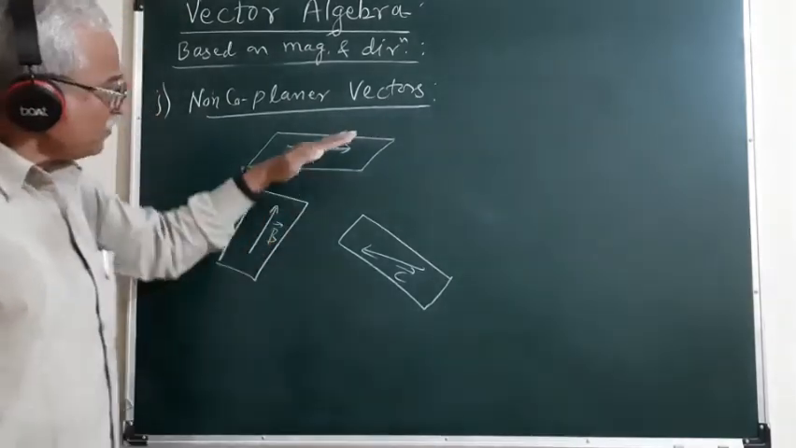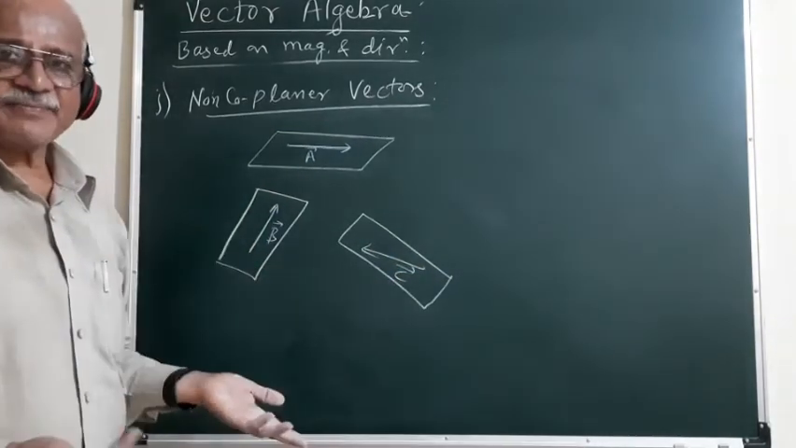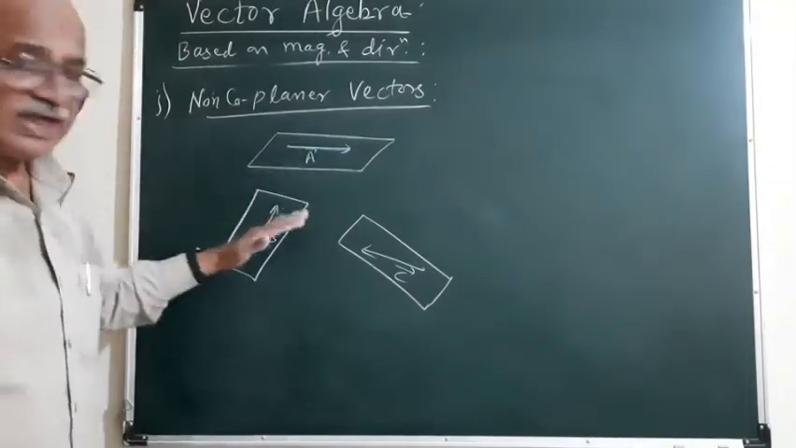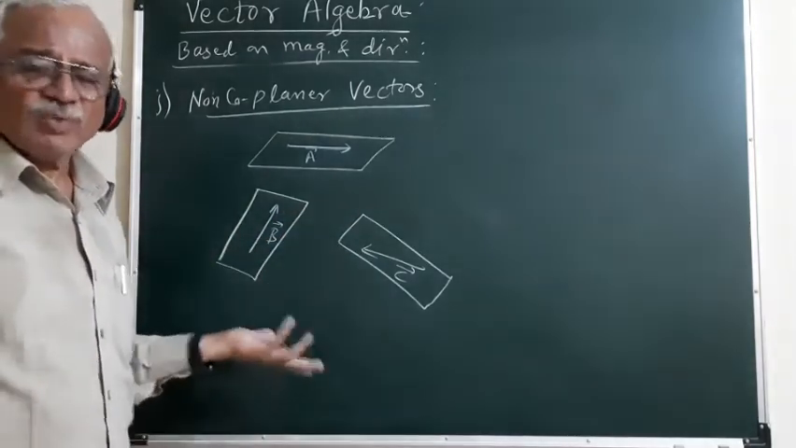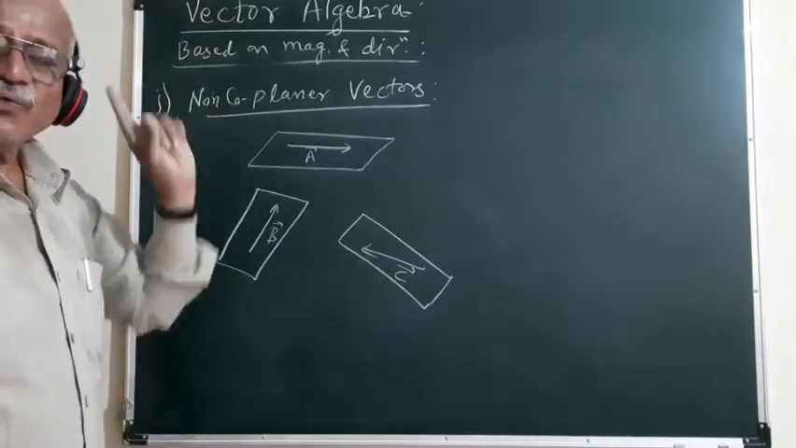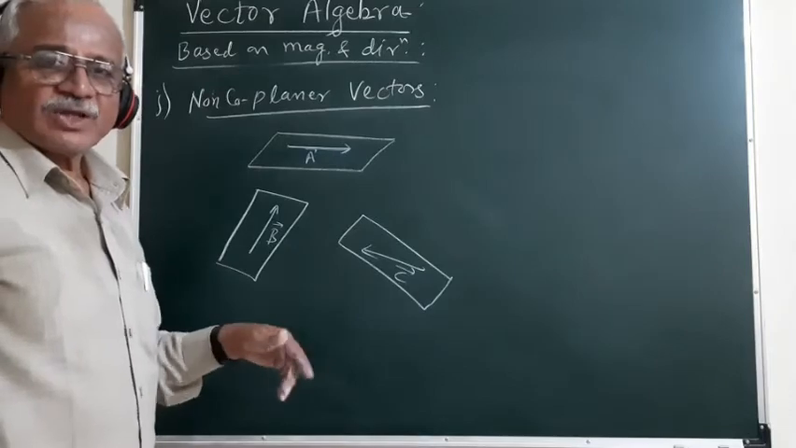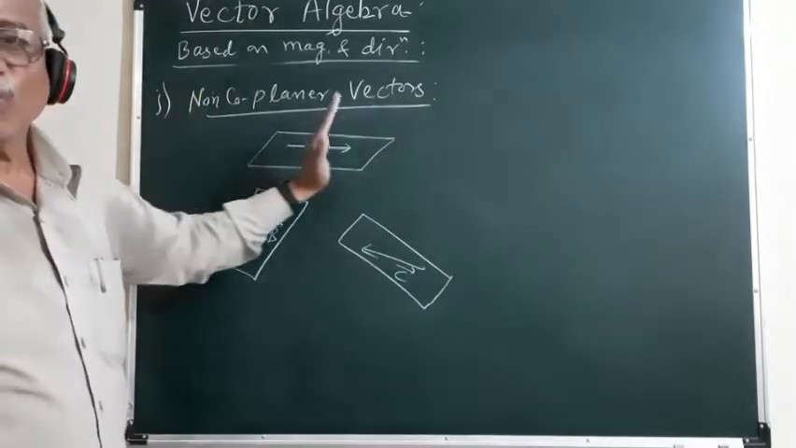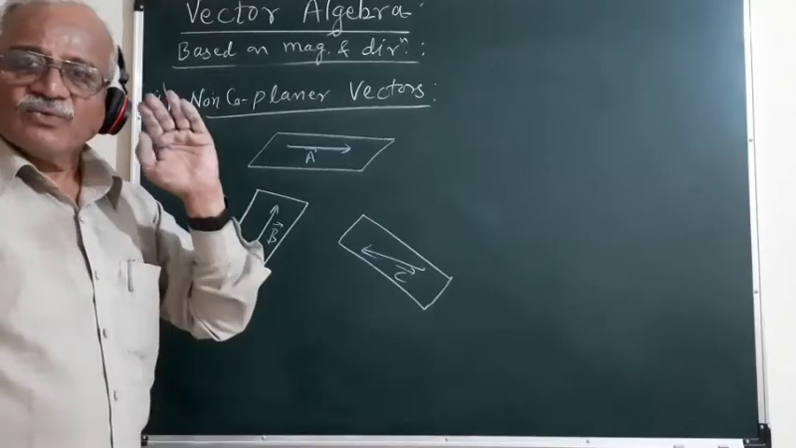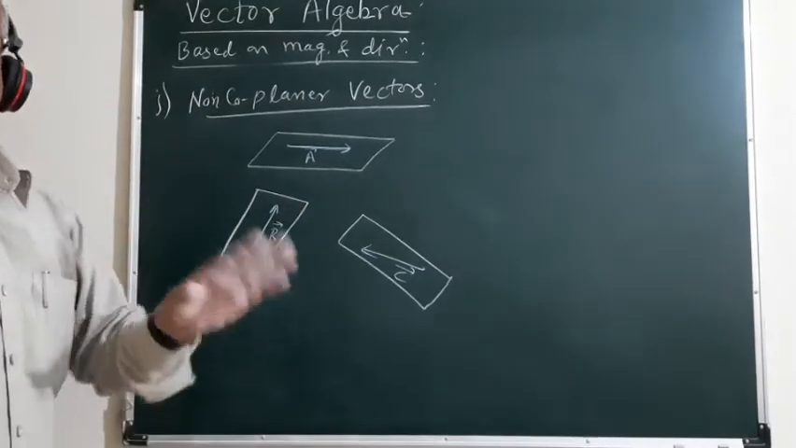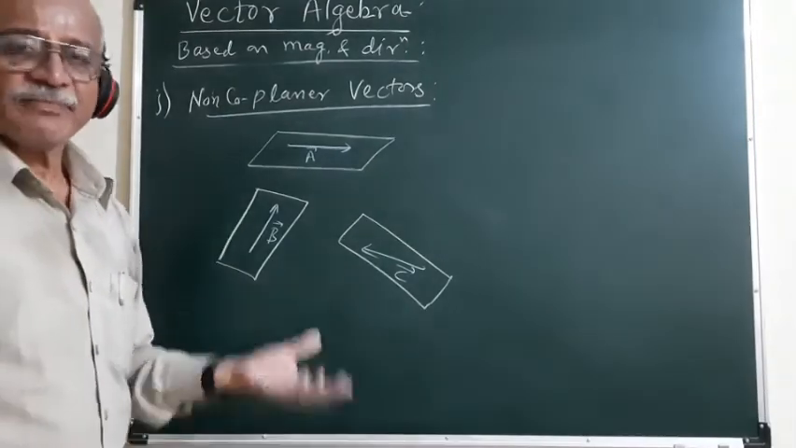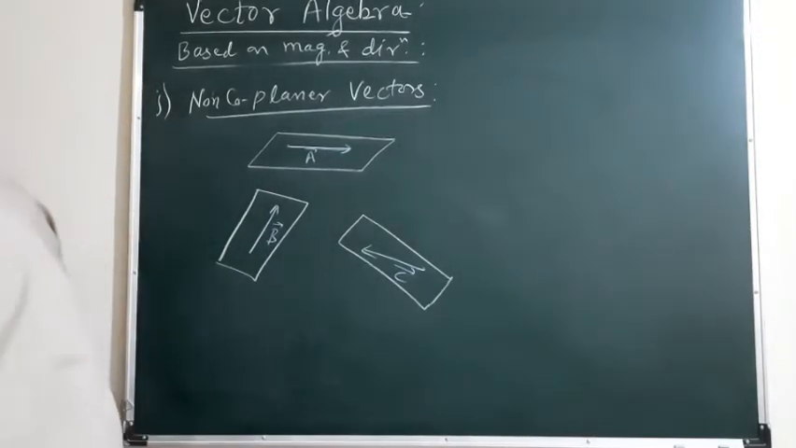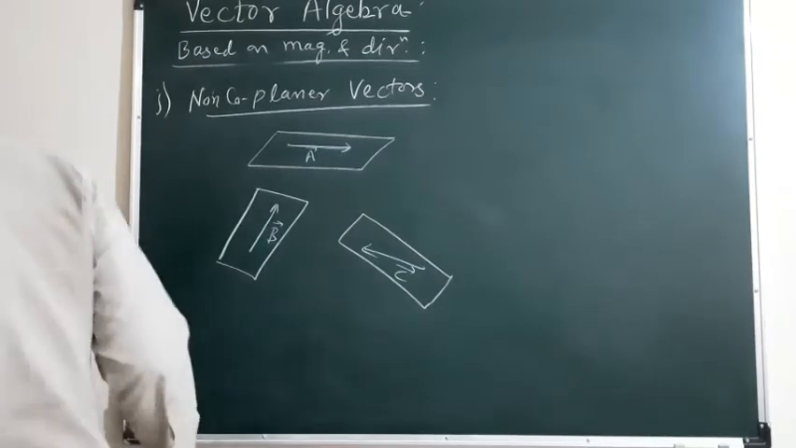In this case, if the planes of these three vectors are different, is it possible for us to make the three vectors lie in the same plane? It is not possible. So such vectors which do not lie in the same plane or which cannot be made to lie in the same plane are called non-coplanar vectors. So that is another type of vectors. Next is the reciprocal vector.